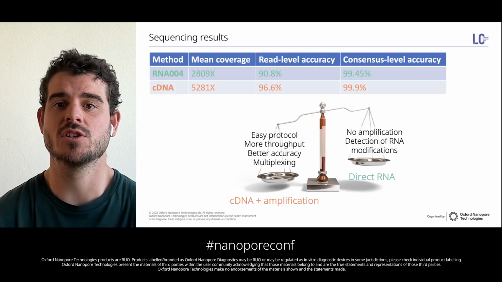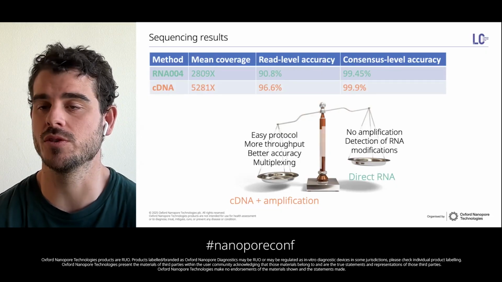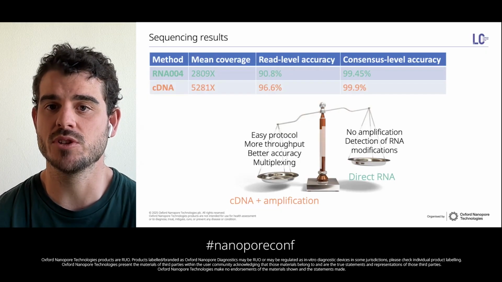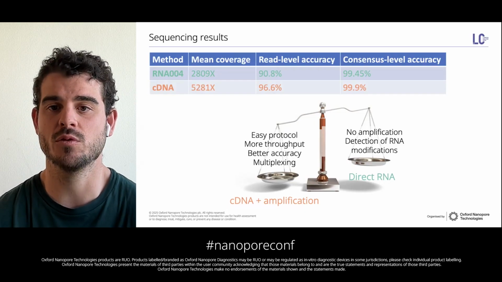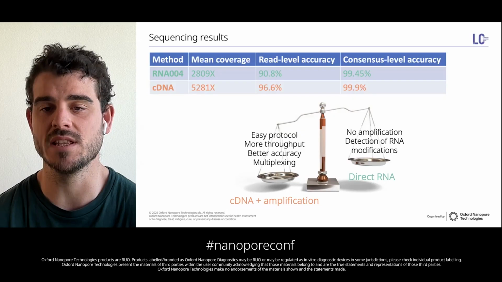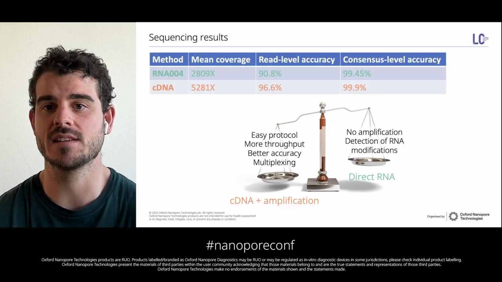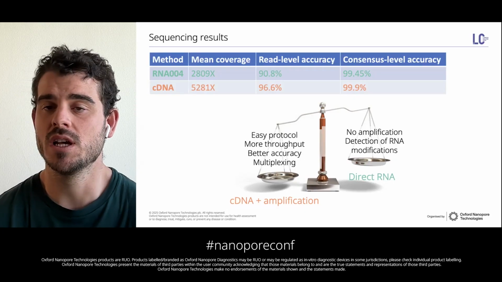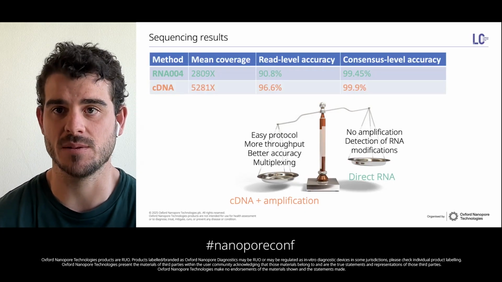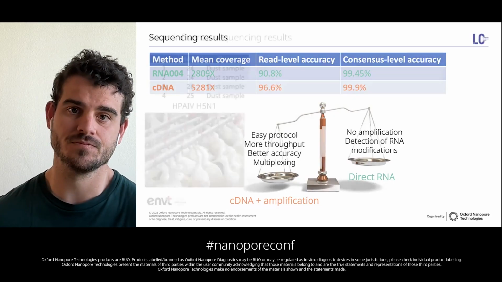However, there is also the option to use direct RNA sequencing for some specific scientific questions, because you don't have to do amplification or conversion to cDNA. And this allows you to detect RNA modifications that are known to play a role in the evasion of the innate immune system in the host.